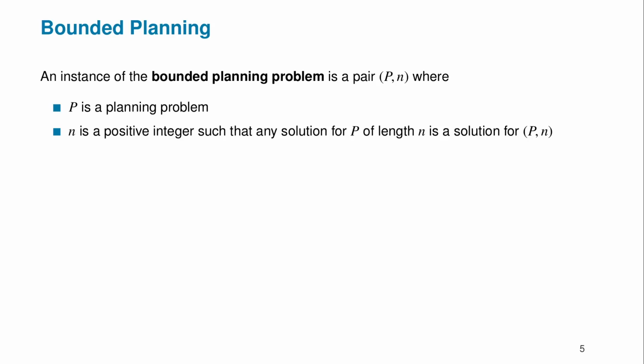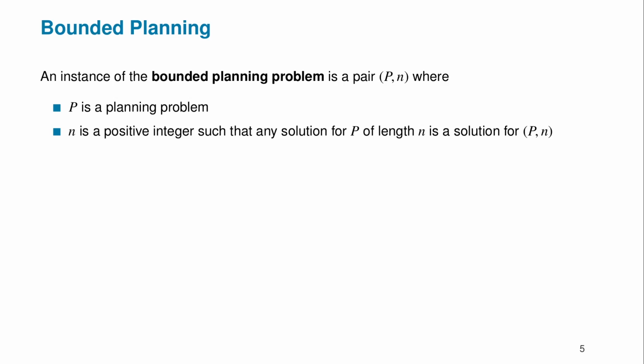Before we now have a detailed look at how to encode the transition of states, let us first concisely define what a bounded planning problem is. A bounded planning problem is simply a pair consisting of a planning problem P and a positive integer n, including 0, such that any solution for P of length n is a solution for Pn, and any solution of Pn is obviously a solution for P.